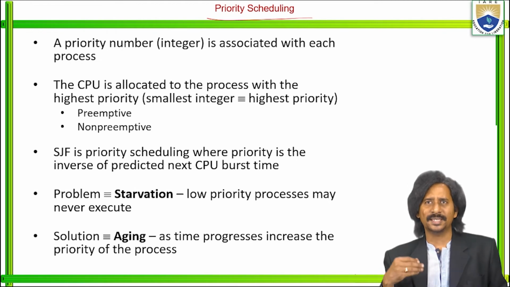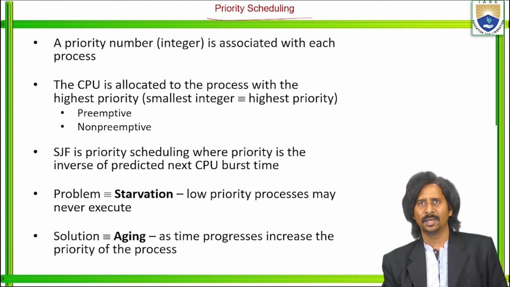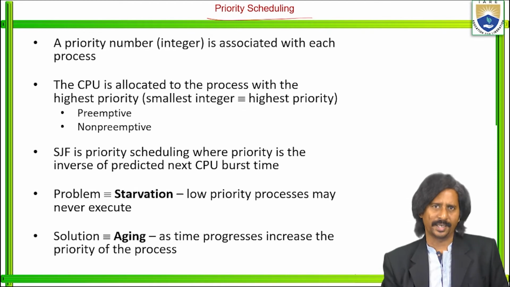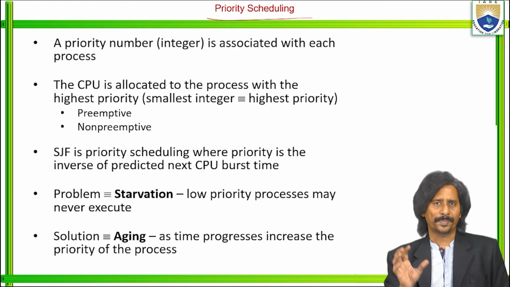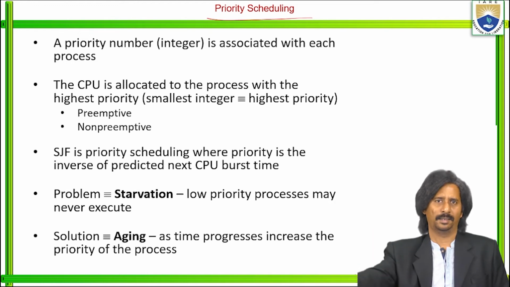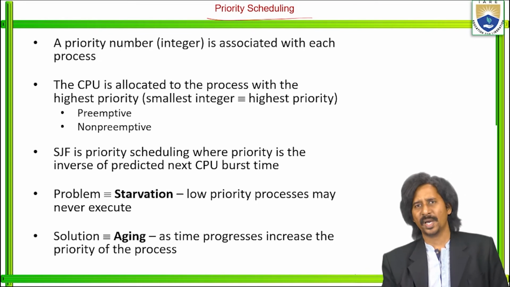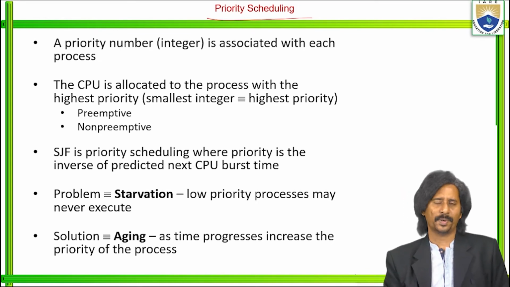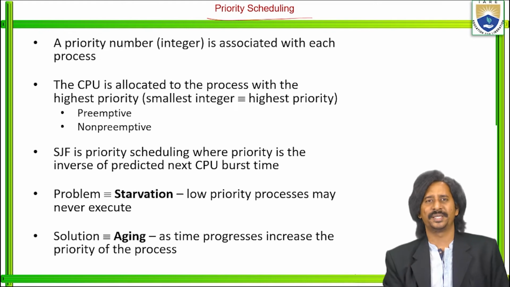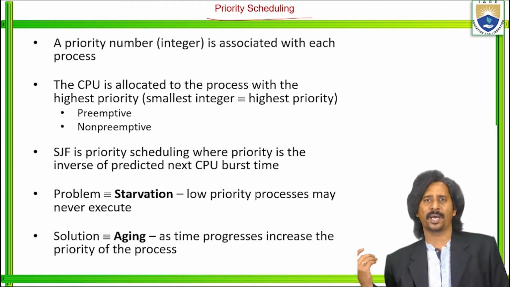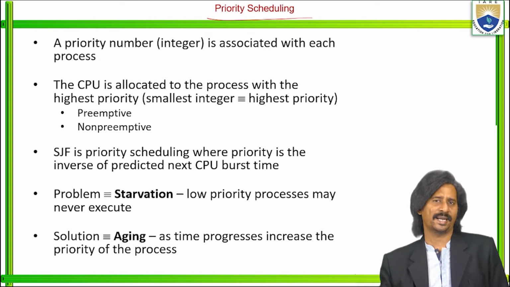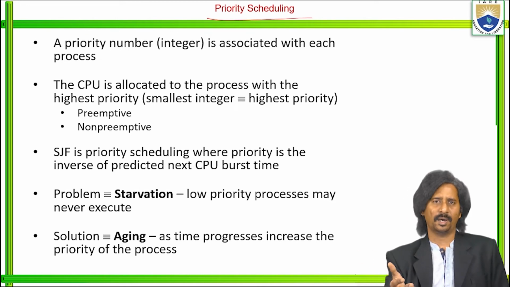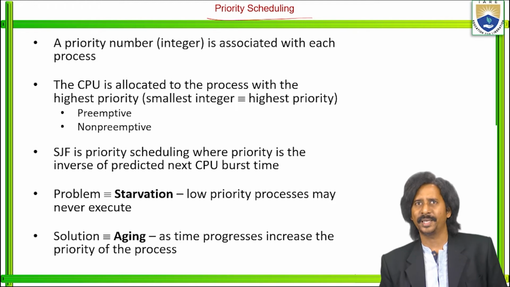So here the processor is allocated to the process with the highest priority, right? Please understand. Highest priority in the sense, whichever process has the smallest integer has the highest priority. Just like the top 1, top 2, first rank, second rank, third rank. So first rank always has high priority when compared to all the remaining ones.